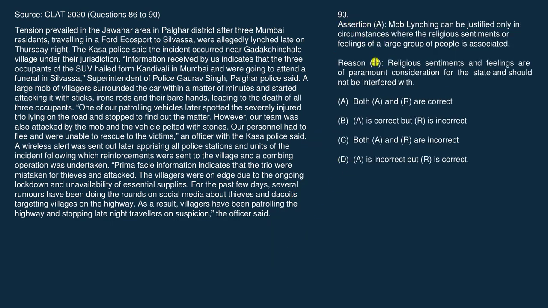Question 90, assertion reason. Okay, let's look at this. Mob lynching can be justified. No way. Only in circumstances where the religious sentiments are hurt, or the assertion is wrong. So the assertion is wrong, gone. Okay, the reason: religious sentiments and feelings are of paramount consideration and should not be interfered with by the state. What do you mean? Religious sentiments should not be interfered with. Incorrect, ladies and gentlemen. We will interfere with everything. Okay, there you have it.